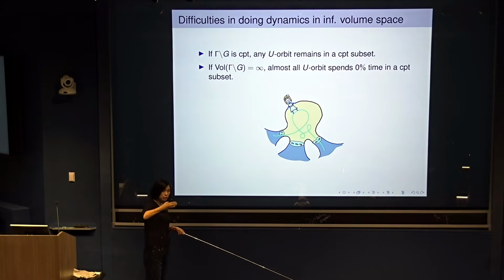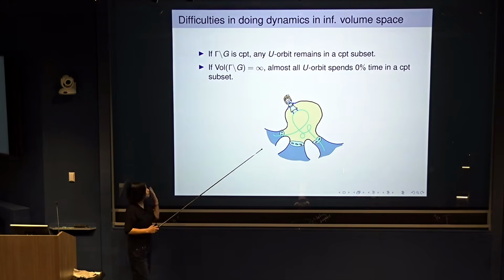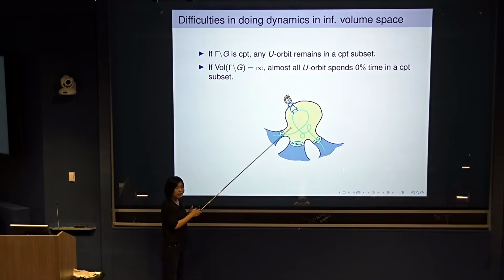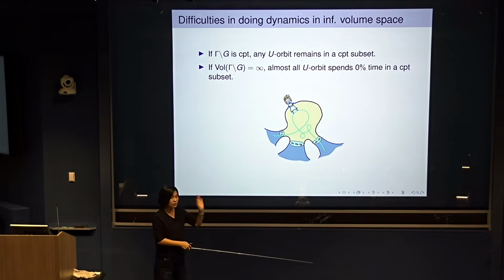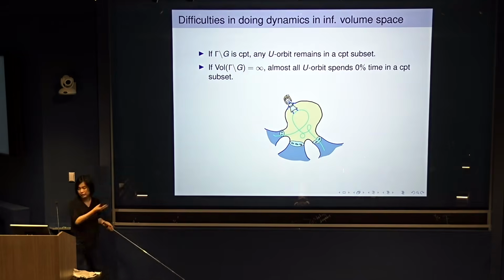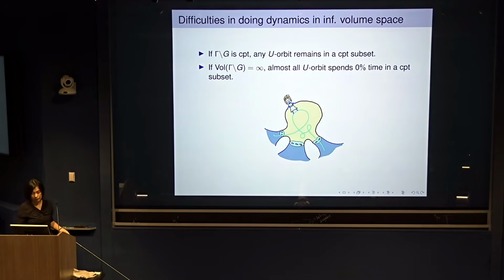I want to see where the U orbit accumulates, but in infinite volume, the problem is that it's very, very hard to see accumulation points, because the U orbit will go out of this flare, and then it may come back, but it goes out again, and it may come back. But in the end, it's going to spend zero Lebesgue time inside your compact part, and it spends most of the time at infinity. So it's very, very hard to capture where it accumulates. This is somehow the nutshell difficulty of doing dynamics in infinite volume space.